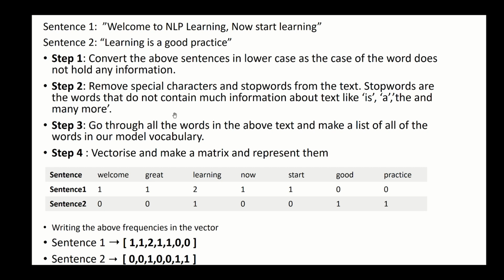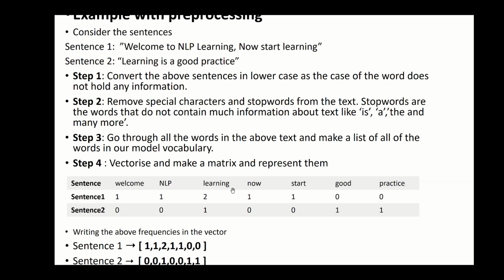What we do is convert the sentences into lowercase, and then we remove the special characters and stop words. These are all the pre-processing techniques, and all those things are basically done. Then we put the data into a vocabulary. So "welcome to" is gone, and what remains is: welcome, NLP, learning, now, start, good, practice. So these are the words.